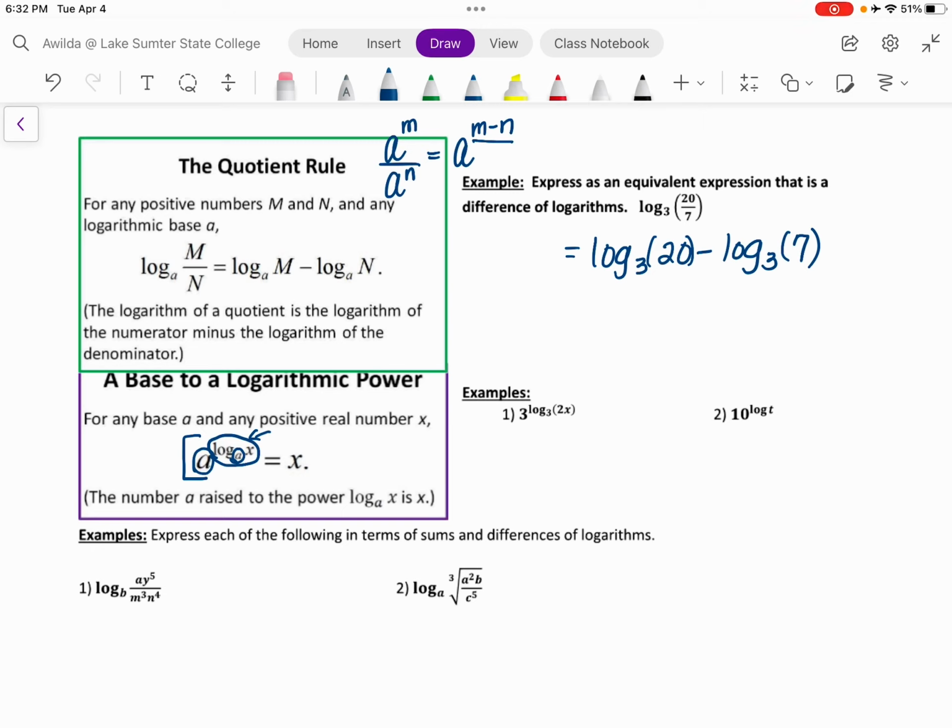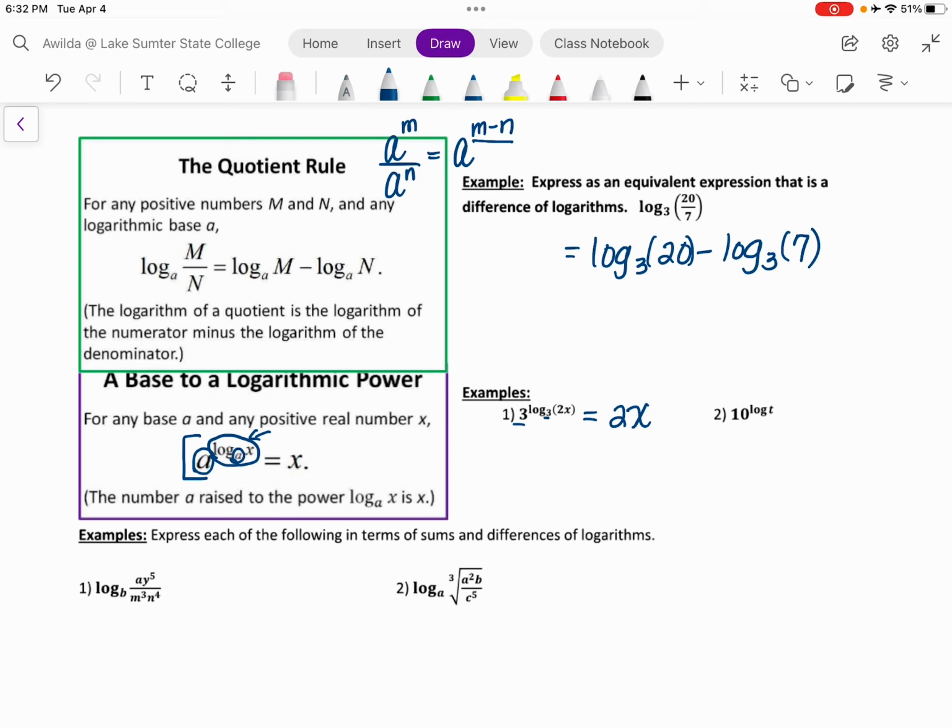In the next example, we have 3 raised to the power logarithm base 3 of 2x. Here we see that the base is 3 and the base of the logarithm is also 3. Therefore, these two operations reverse each other and the result will be just 2x.